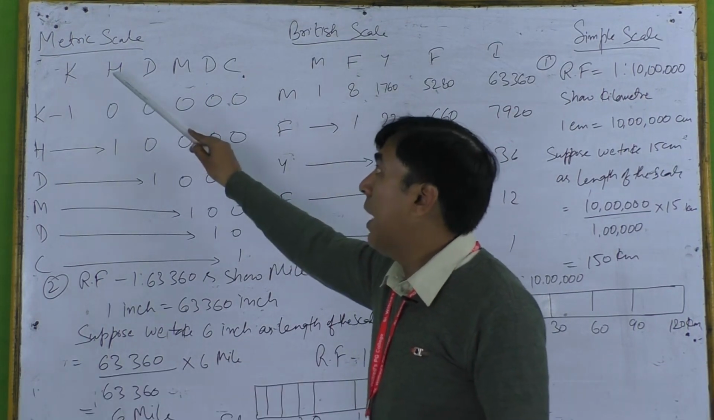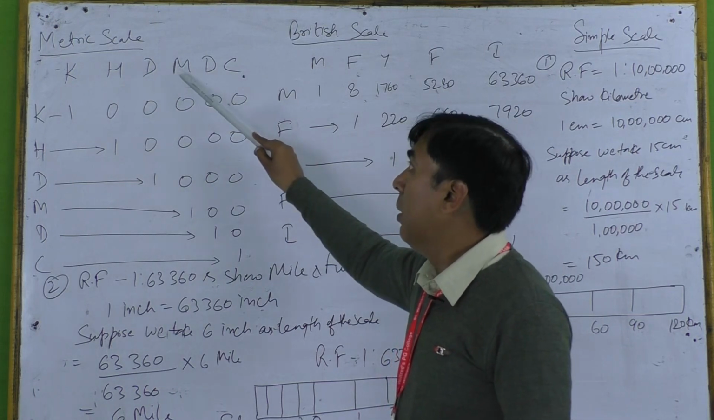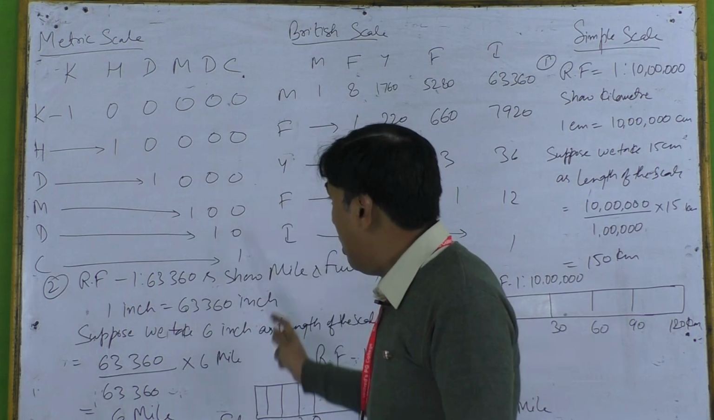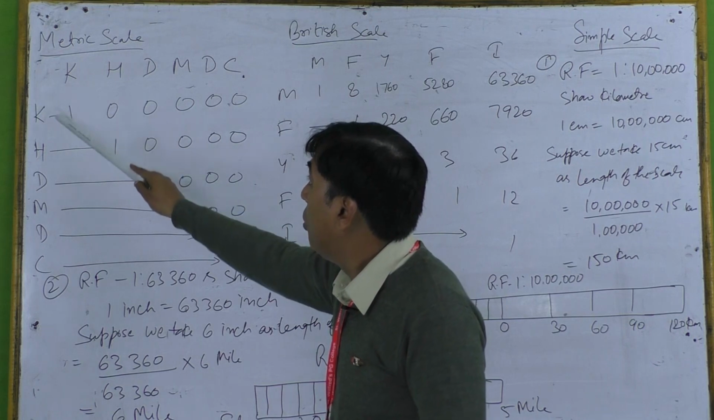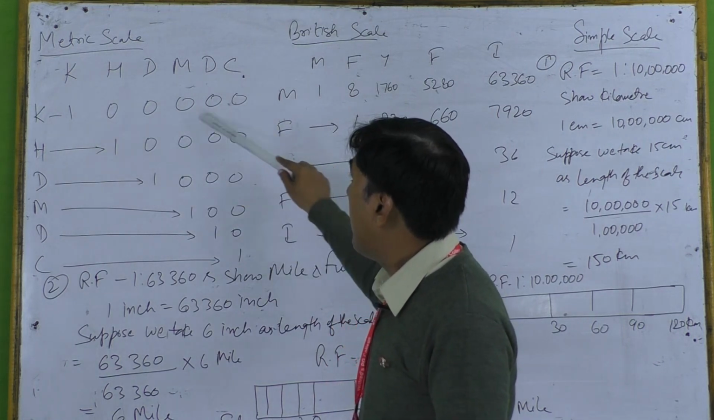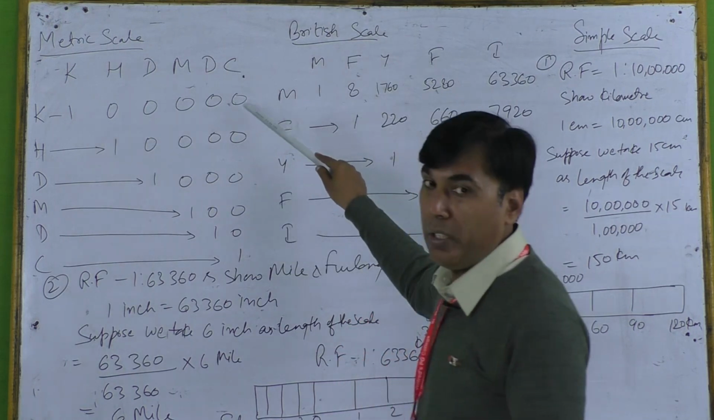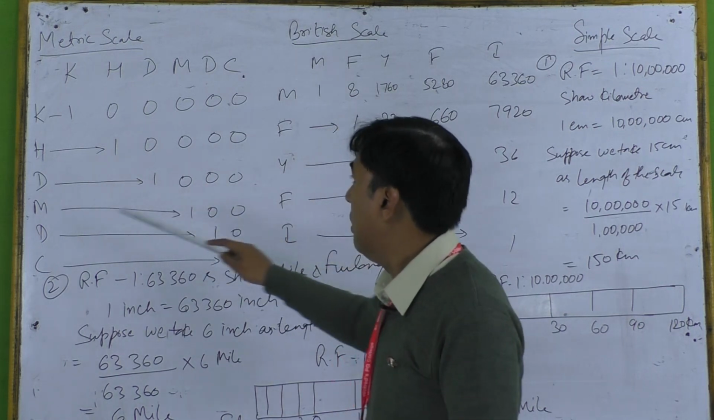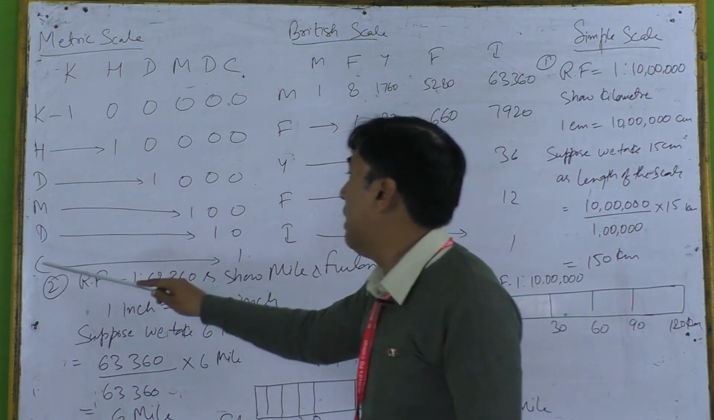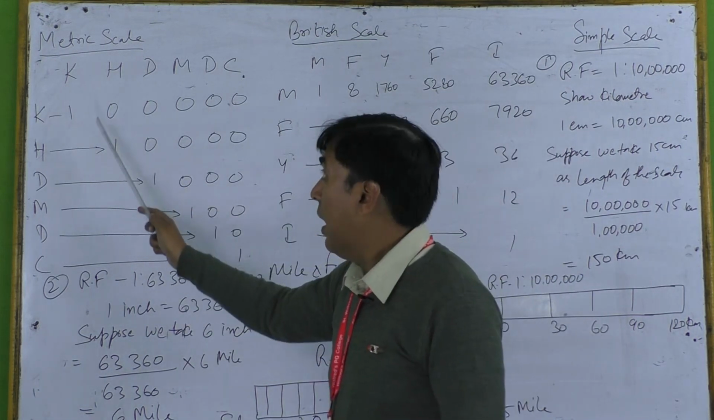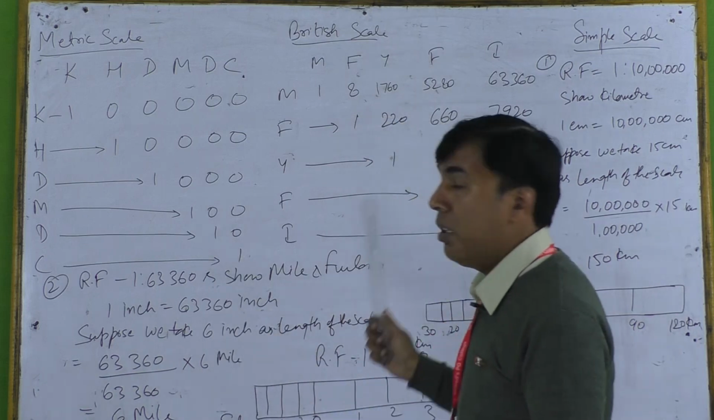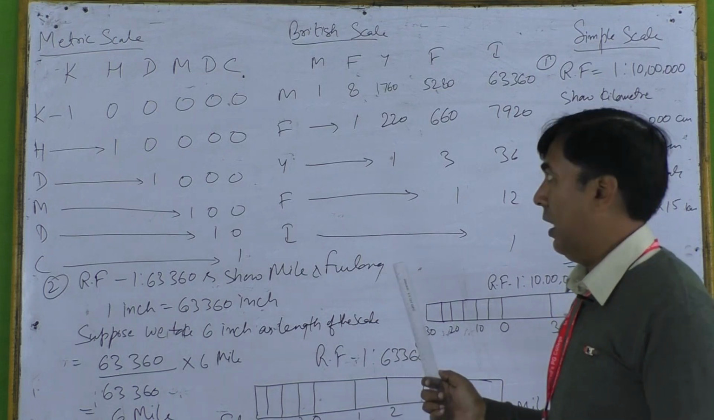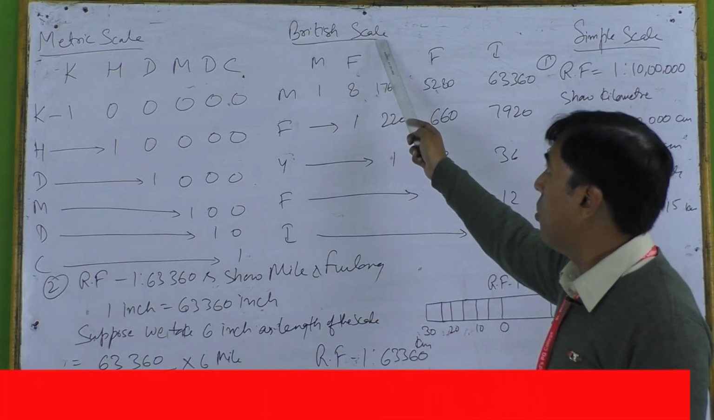K stands for kilometer, H stands for hectometer, then decameter, meter, decimeter and centimeter. This figure is showing it like this. 1 kilometer shows 1, 10, 100, 1000, 10,000, 1 lakh centimeter. Then 1 hectometer, decameter, meter, decimeter and centimeter. So this is the value, and we will use this value in all three scales: simple scale, comparative scale and diagonal scale, as well as the British scale.